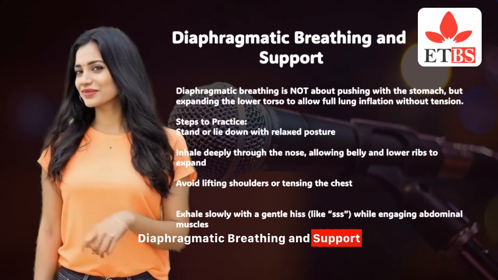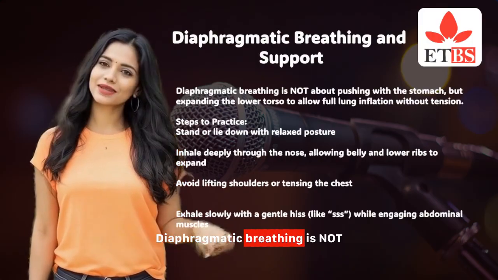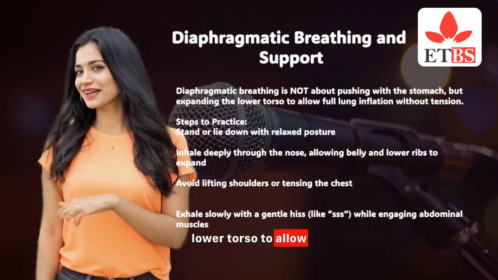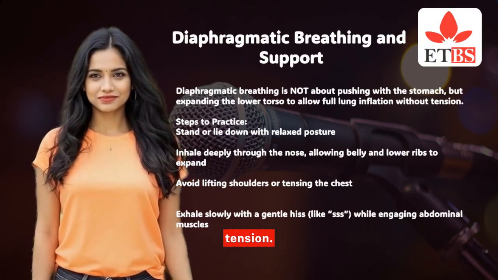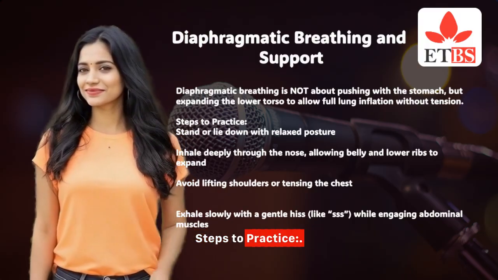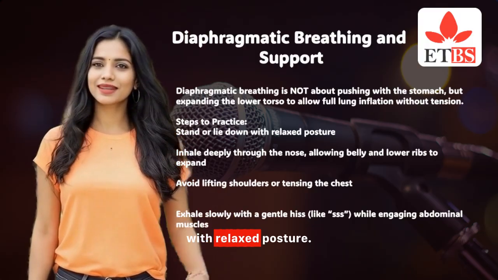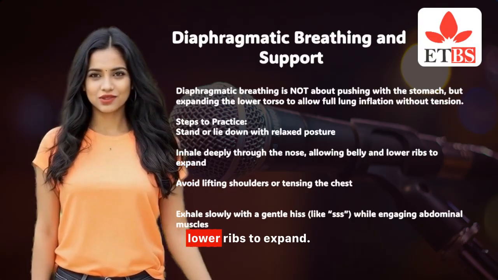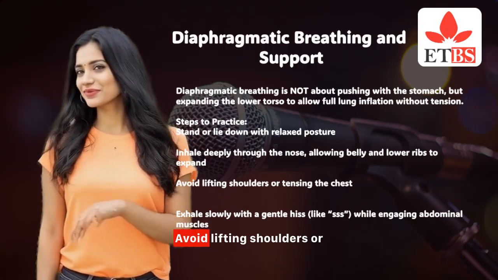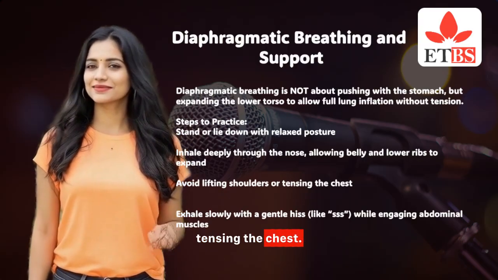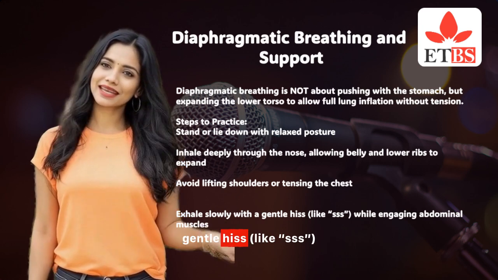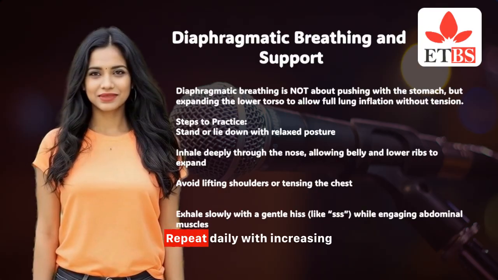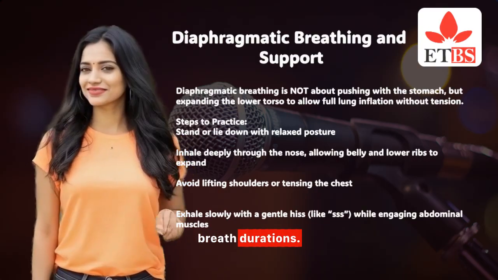Diaphragmatic breathing and support. Diaphragmatic breathing is not about pushing with the stomach, but expanding the lower torso to allow full lung inflation without tension. Steps to practice. Stand or lie down with relaxed posture. Inhale deeply through the nose, allowing belly and lower ribs to expand. Avoid lifting shoulders or tensing the chest. Exhale slowly with a gentle hiss, like sss, while engaging abdominal muscles. Repeat daily with increasing breath durations.